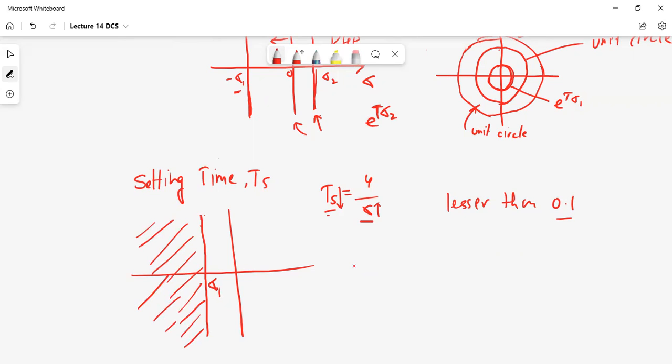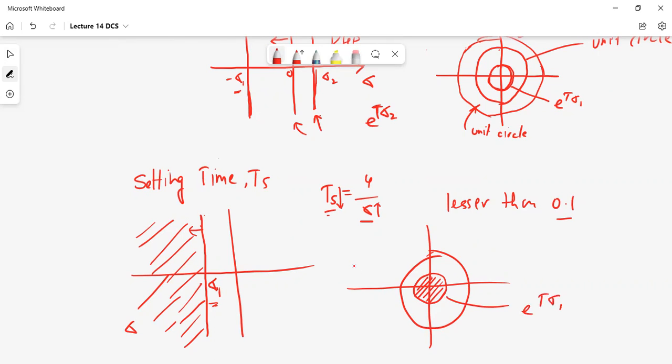So how can we find out this zone? Again, we know that we should have the unit circle, and because of sigma 1, we should have another circle inside. And we know that this zone corresponds to a lower value of sigma. So basically, it will be inside the smaller circle, where the boundary is e to the power T sigma 1, and inside you have values lesser than that. So a smaller settling time will be inside the small circle.